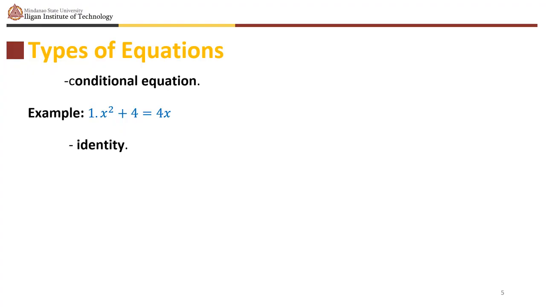Another type of equation is an identity. An identity is an equation for which the solution set is true for all real numbers. For example, we have 5x over 5 is equal to x. Notice that 5 over 5 will give us 1, so we actually have x is equal to x.